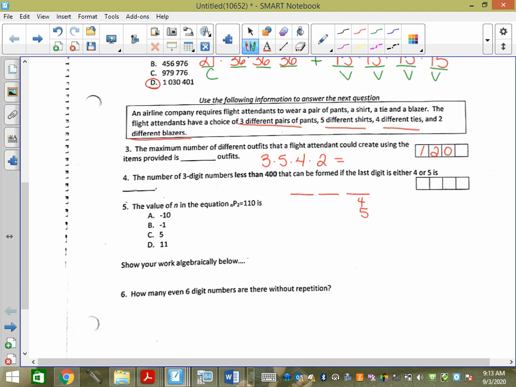Does it say anything about can't repeat? No, so we assume you can. We don't have to box and hold. We have two options for here. Here we have what? 1, 2, 3, because it has to be less than 400, right? And then this could be 0 to 9. 1 to 3 is how many options? 0 to 9 is how many options?